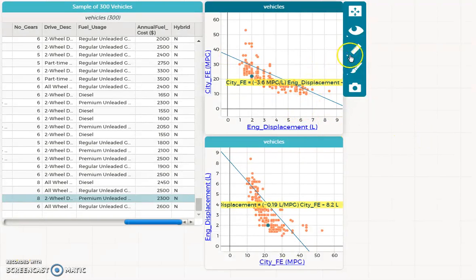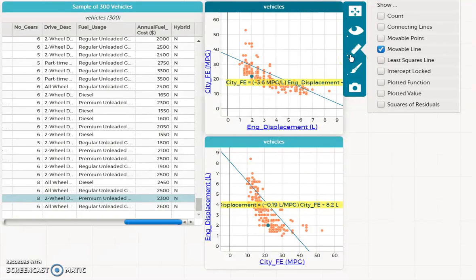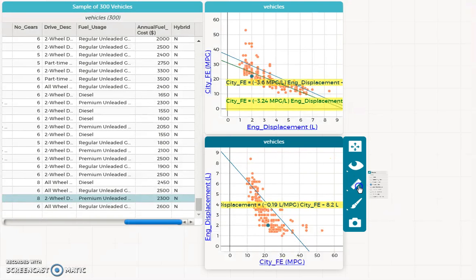So now I want to add what's called a linear regression line. So this is going to be the average line of all of my data points. So it's the line that minimizes the distance that all of my points are from the prediction line. So it's the absolute best possible linear line that represents all of our data points. So we can click on the ruler, click least squares line. Let's do the same thing down here.